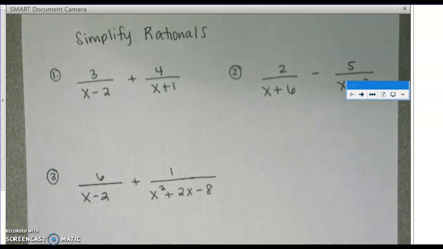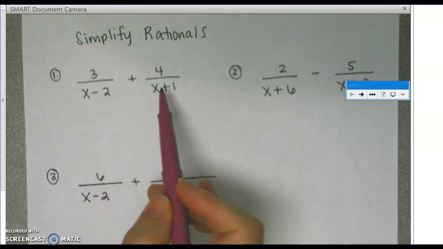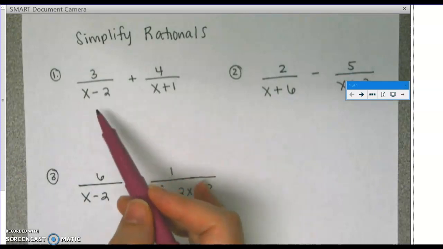Hi everybody, in this video we're going to simplify rationals. This is something that you may or may not have seen in Math 3. It kind of gets cut if we're running out of time, but it's definitely going to come up in the next couple of days. So first of all, rationals, as you should know by now, means that there's an expression where x is in the denominator.